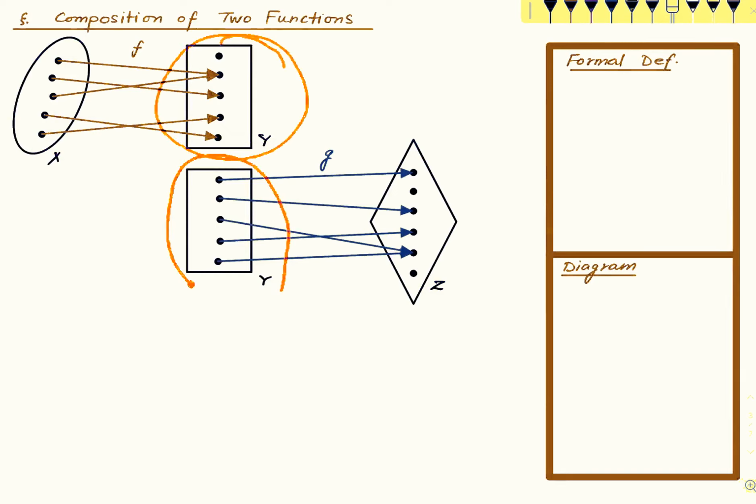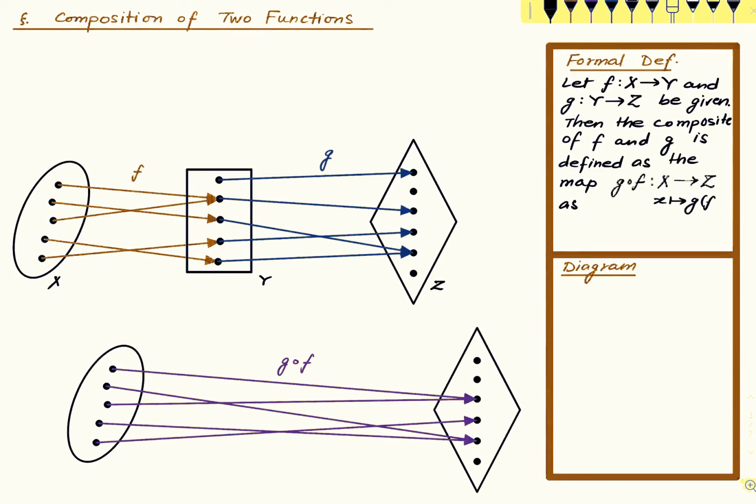is defined as the map, which we notate as g, then we make a circle, and then f, so perhaps use a different color. G, a small circle, and f, and the domain is the domain of f. The target is the target of g, as little x goes to g of f of x. Okay, maybe I'll write that again. Little x goes to g of f of x. Exactly what we were doing here.